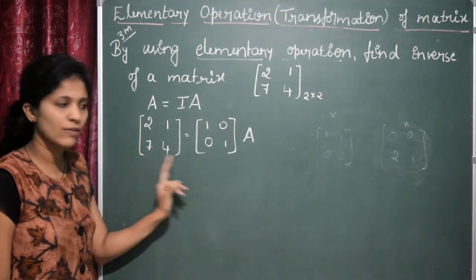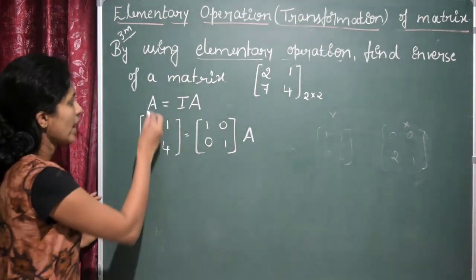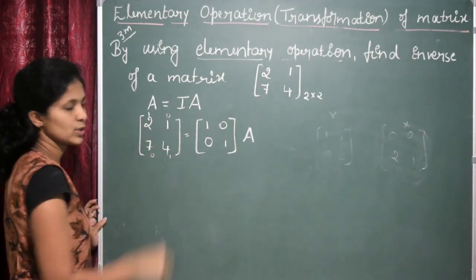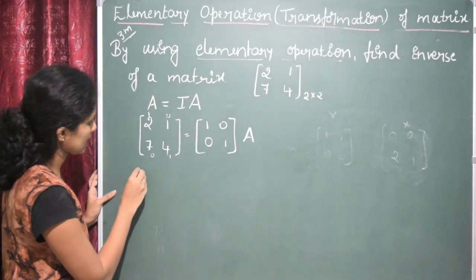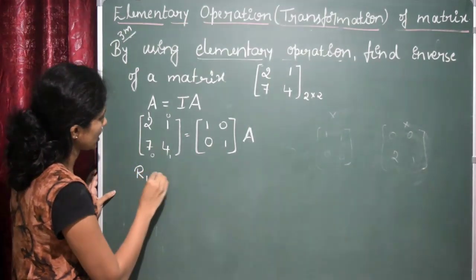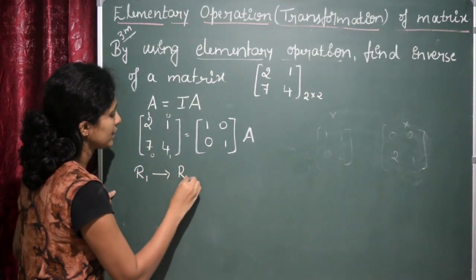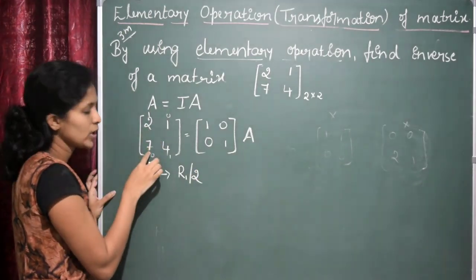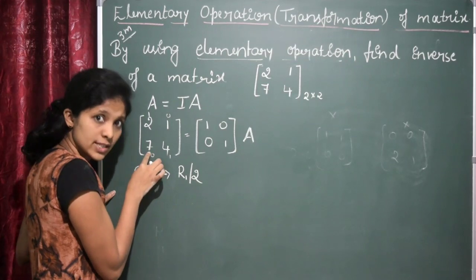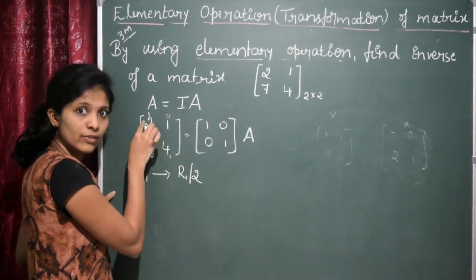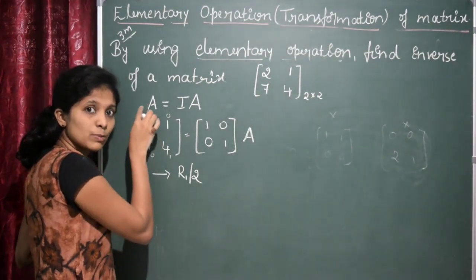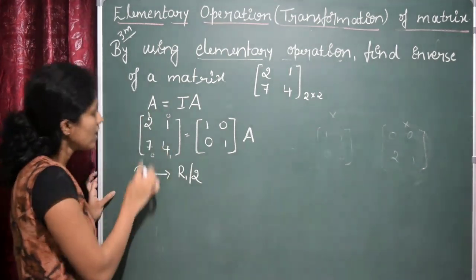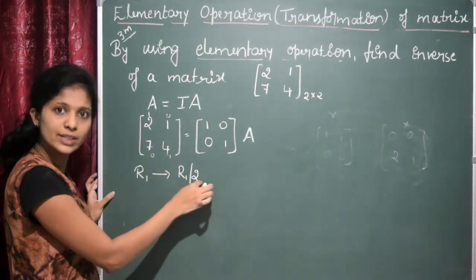We'll check this one. So 2, 1, 7, 4, 1, 0, 0, 1, 8. Now I have to convert this one into 1, this into 0, this into 0 and this into 1. What I do is I'll change R1 to R1 divided by 2, because here 2 is there and I need 1. Or you can change R2 to R2. Okay, we can't do this, right? For R2's 7, you have to multiply 2 by some number that should be equal to 7. So this is not possible. For that reason, we change R1 to R1 divided by 2.